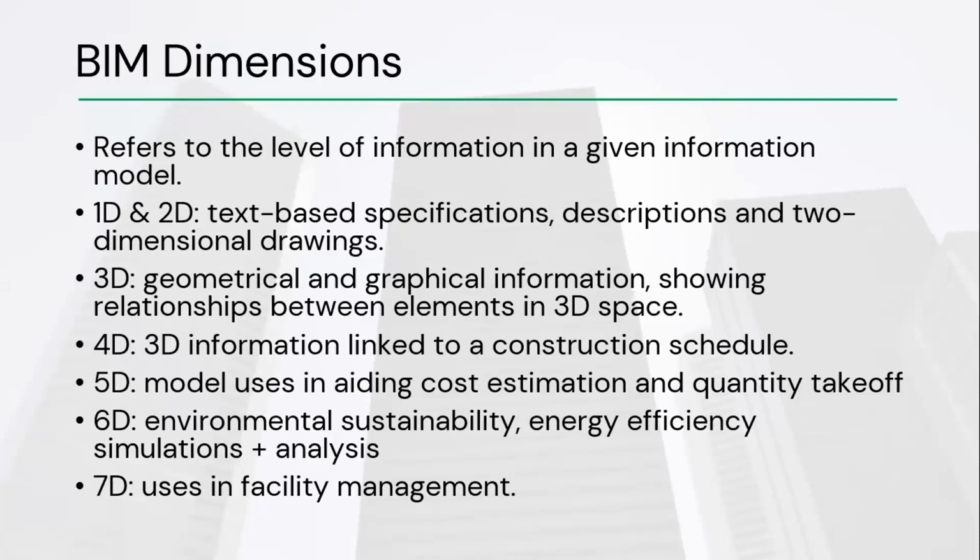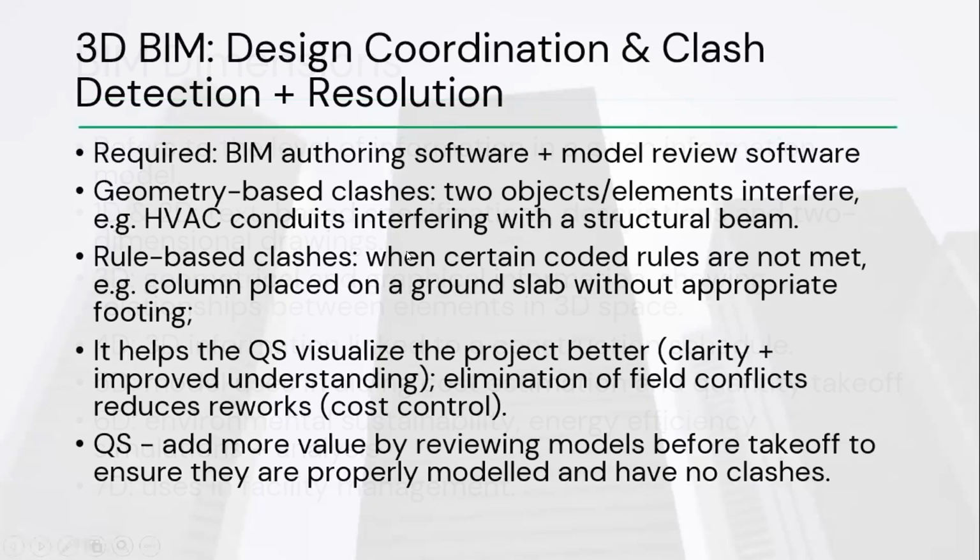The ability to link text and non-graphical information has fueled the development of these other dimensions of BIM that we are looking at, the 4D, the 5D, the 7D, and all that. Let's look at 3D BIM, which is about design coordination, clash detection, and resolution.